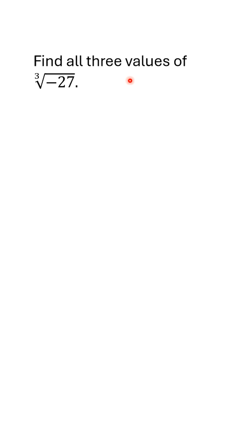So we're going to find three values of the cube root of negative 27. Yes, this little 3 indicates that it has 3 cube roots. Most people know the square root of 4 can be plus 2 or negative 2. Well, square roots have 2 roots. Cube roots have 3, fourth roots have 4, and so on.